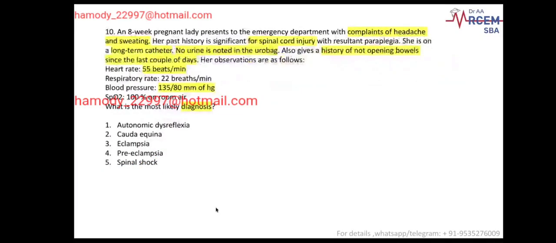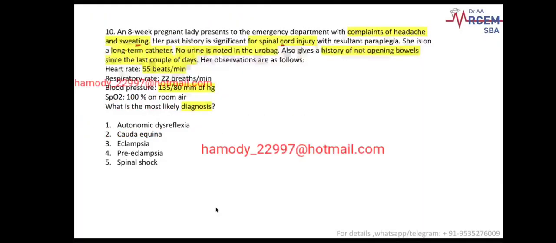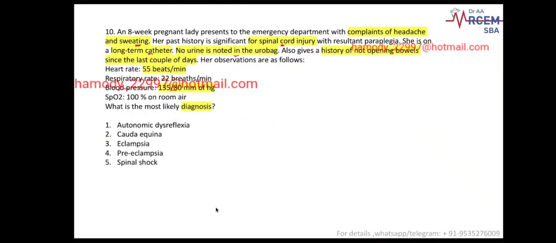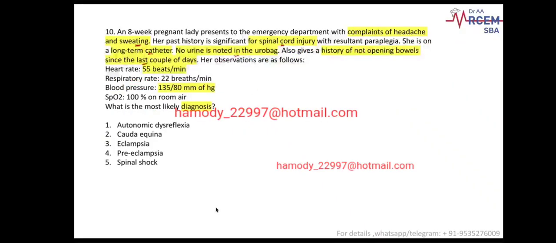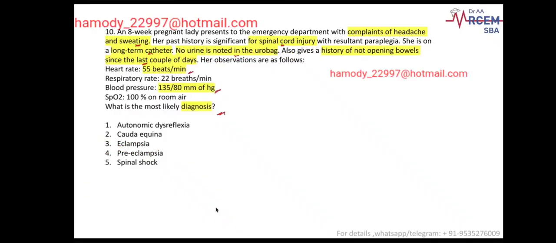An 8 weeks pregnant lady presents to the ED complaining of headache and sweating. There is a past medical history of spinal cord injury, and she is on a long-term catheter, with no urine noted in the urobag. History of not opening bowels for the last couple of days, and the patient is having a low heart rate and borderline blood pressure. What is the diagnosis?